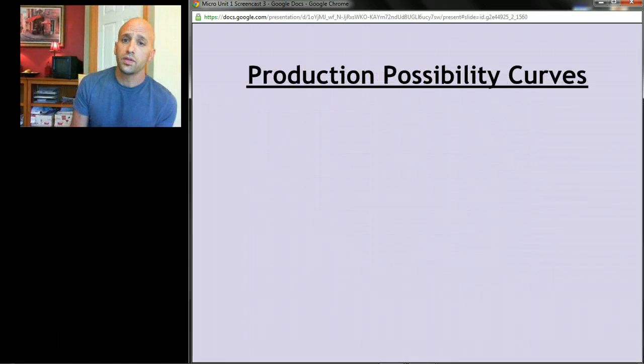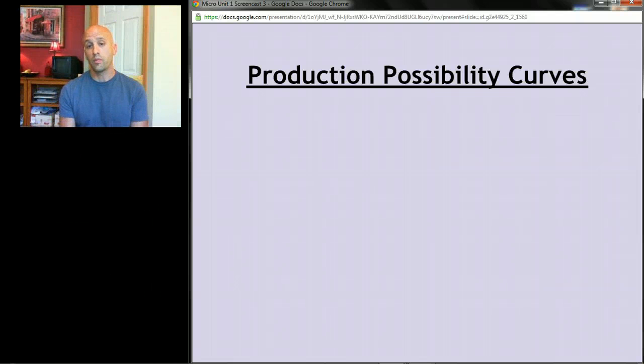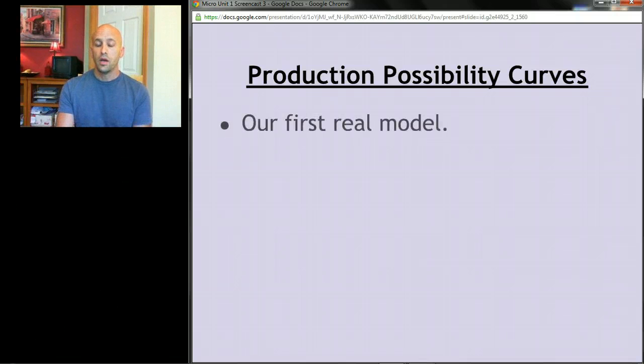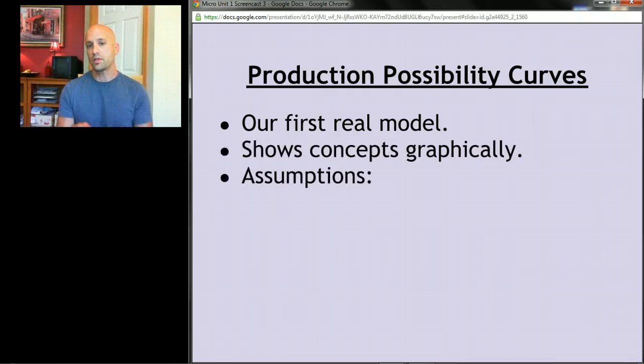Okay, so that brings us to production possibility curves, one of the most important graphs we're going to see because you're going to see them both in microeconomics and macroeconomics. It's our first real model in economics and our first important graph. It's going to show some of these concepts conceptually, the ideas of productive efficiency and allocative efficiency. And in constructing this graph, we're going to make some simplifying assumptions.